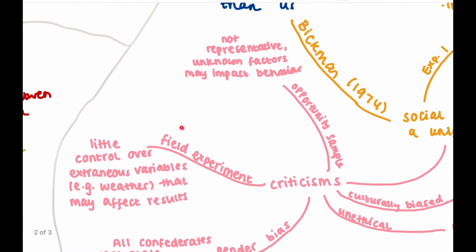Number 2, it was a field experiment. It was done out on the streets of New York rather than in a lab. What this means is that you have very little control over extraneous variables. So those are variables other than the independent variable and the dependent variable that can impact the dependent variable. So for example, the weather. If it was raining, people might have obeyed less because they wanted to get out of the rain quickly. So he had no control over that, and that could have affected the results.